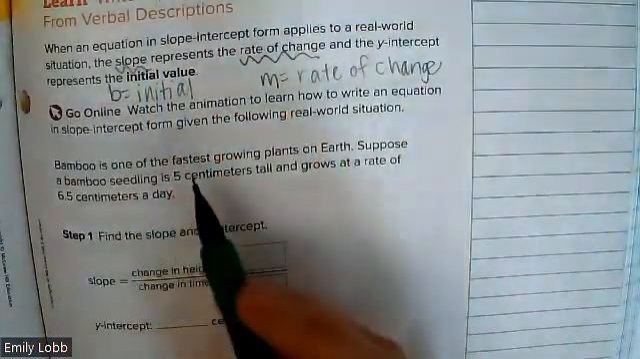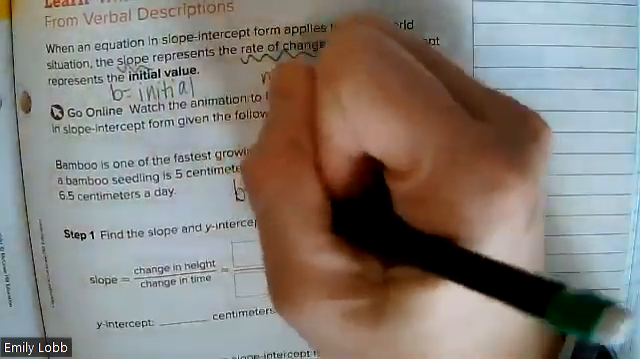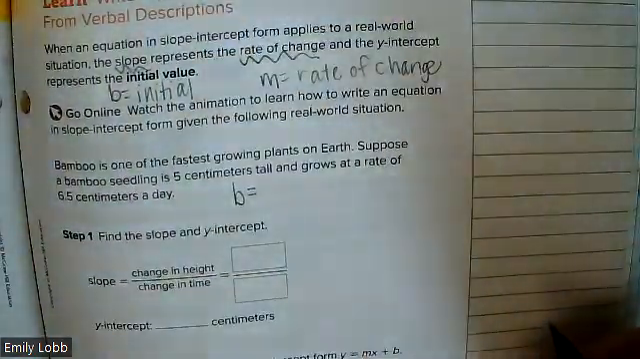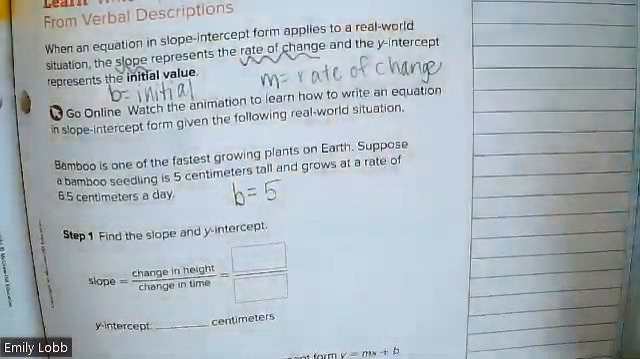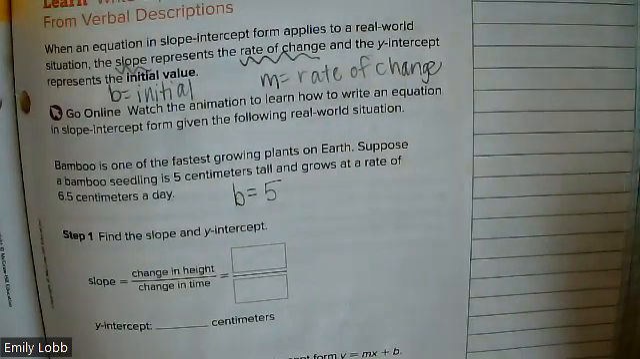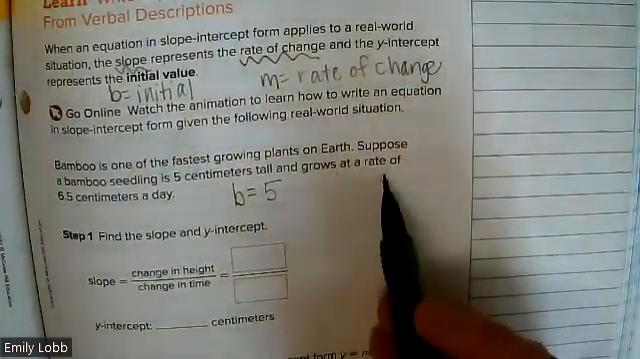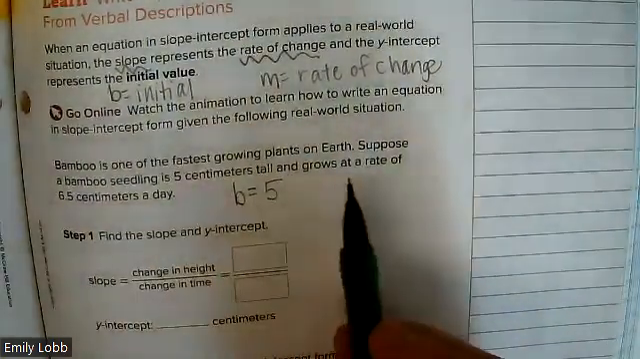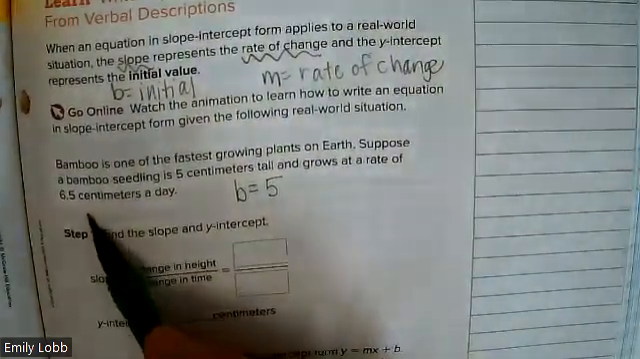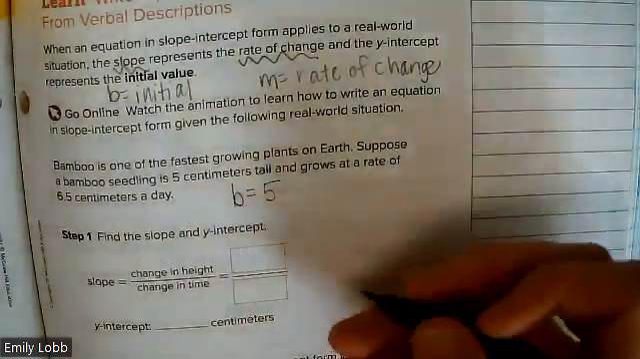So we know b is equal to the initial value. So the initial value in this problem, b is equal to what? 5. Is that going to help us? Absolutely. And it's going to grow at a rate of 6.5 centimeters per day. So this is giving us our rate of change. Our rate of change is equal to our slope.